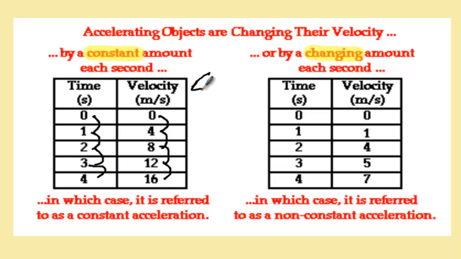So in this example, you can see that we're looking at an example of constant acceleration because the rate of change is staying constant. In this example over here, we have a rate of change of 1 meter per second, then 3 meters per second, and 1 meter per second, and 2 meters per second. So in this example, we have a non-constant acceleration because the rate of change of velocity is different between each interval of time.